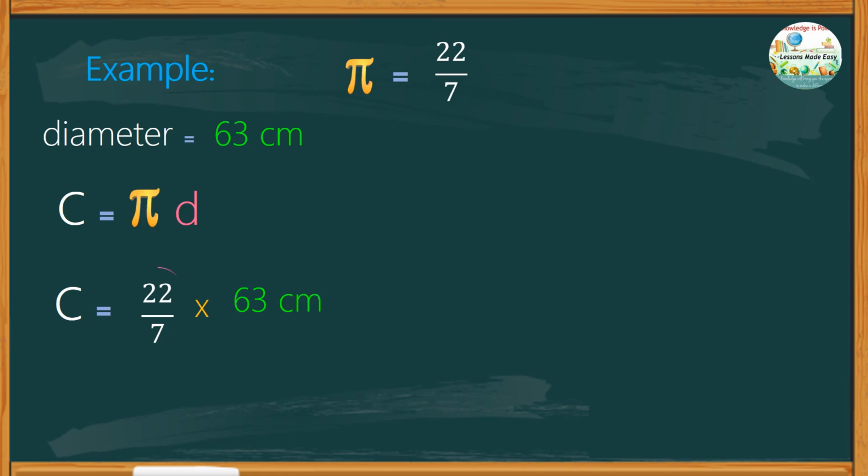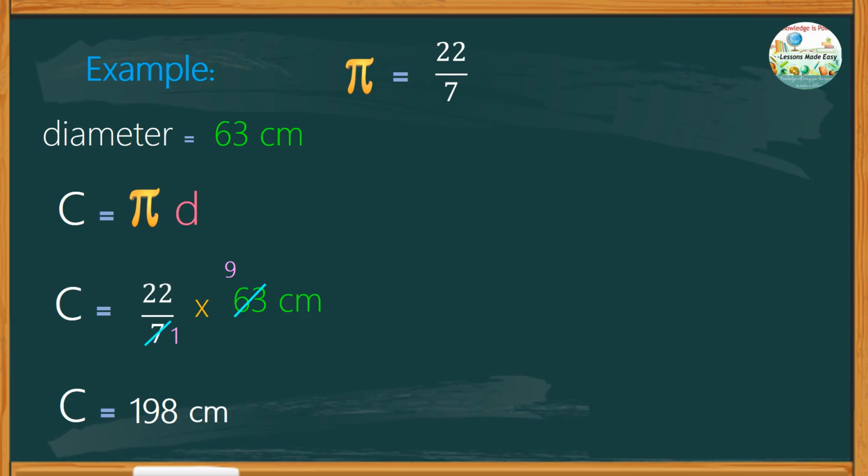You can multiply 22 by 63, then divide by 7. Or better yet, divide 63 by 7 first to get a much smaller number. Instead of 63, we only have 9, while 7 is reduced to 1. This time, we only need to multiply 22 by 9. The circumference would be 198 centimeters. Let's try another one.